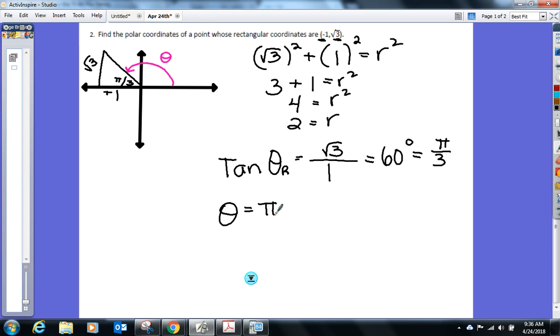And what are you doing with the pi and the pi over 3? Adding or subtracting to get that angle? Subtracting it. So pi minus pi over 3. We've done this a lot this unit. This is why I'm going to have you do it this way. What do you want to change the pi into so I can subtract them? 3 pi over 3 minus pi over 3. What's that angle measure?